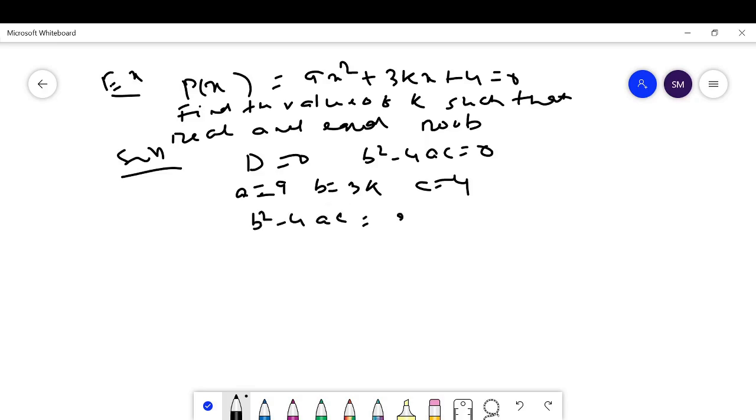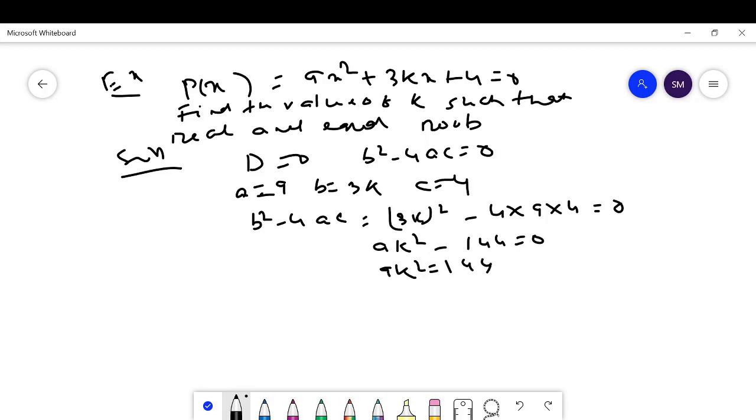b square minus 4ac means (3k) square minus 4 into 9 into 4 is equal to 0. Then 9k square minus 144 is equal to 0. Means 9k square is equal to 144. k square is equal to 144 upon 9, which is equal to 16. This means k is equal to plus or minus 4.